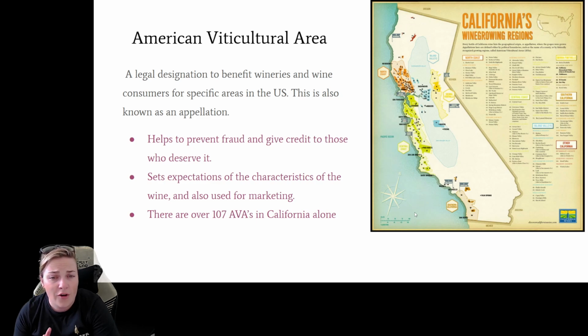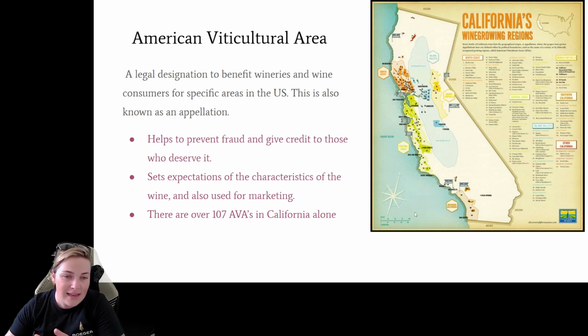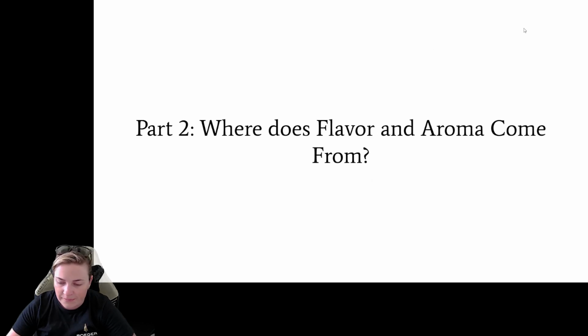Currently, there are over 107 AVAs just in California alone, which is crazy and impossible to keep up with, and new ones are being added every year. So there is a debate going around about if we have too many AVAs, that it's becoming kind of like information overload, right? Is it really valuable to people if they don't understand it? I mean, it's hard to say. So we have a lot of AVAs in California.